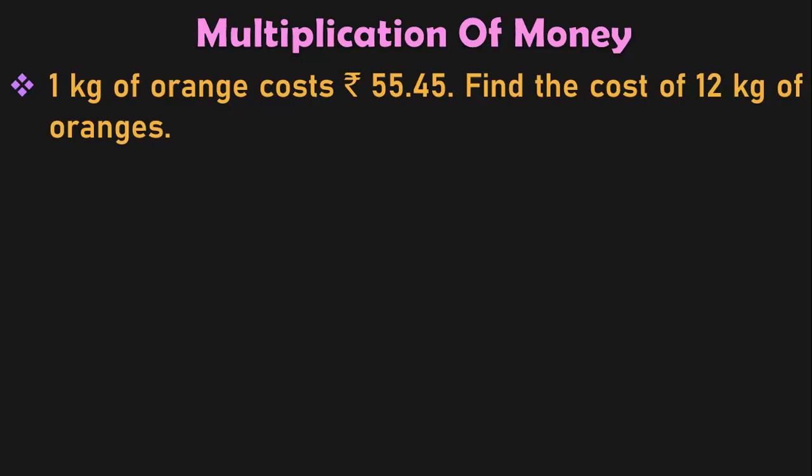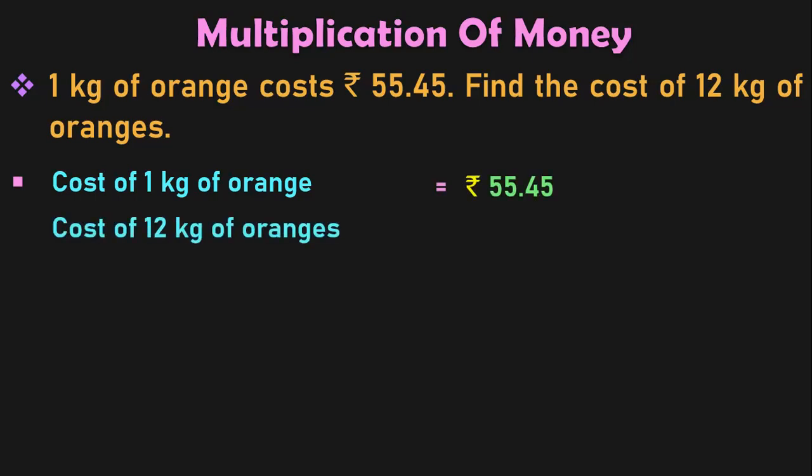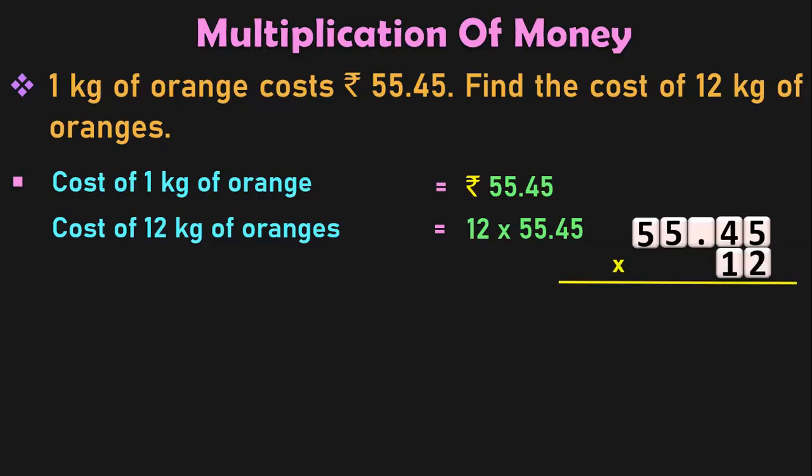In class 4, you're dealing with both rupee and paise part. Take and write down the steps now. Cost of 1 kg of orange is equal to rupees 55.45. Therefore, cost of 12 kg of oranges will be 12 into 55.45. Whenever you're involving money in multiplication, money will always be written first, followed by the multiplier.